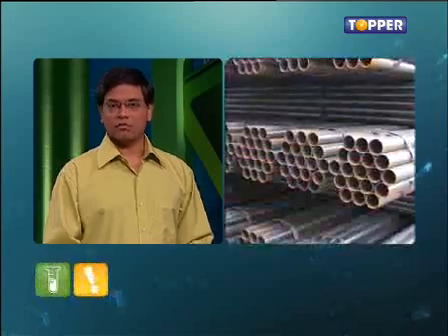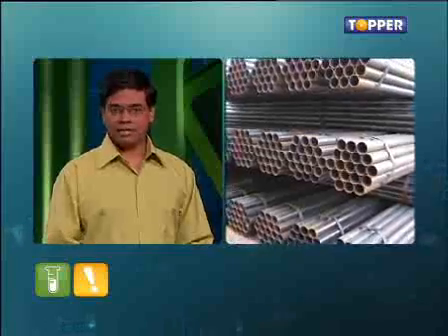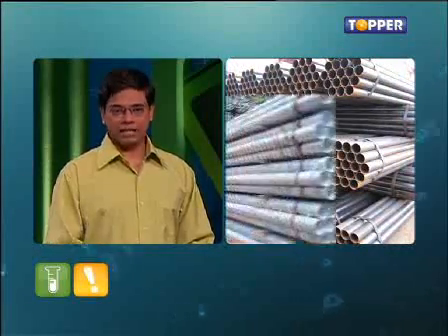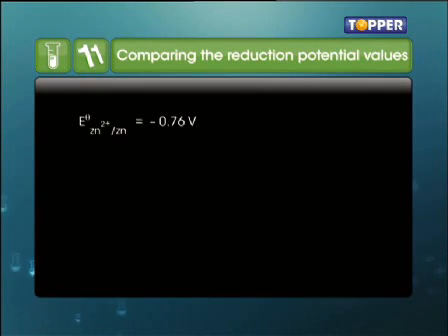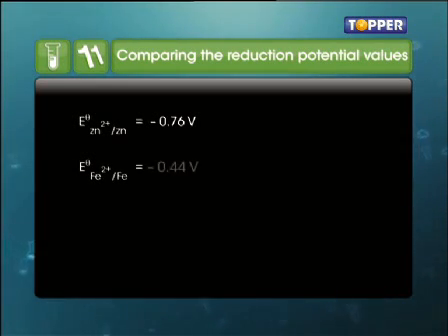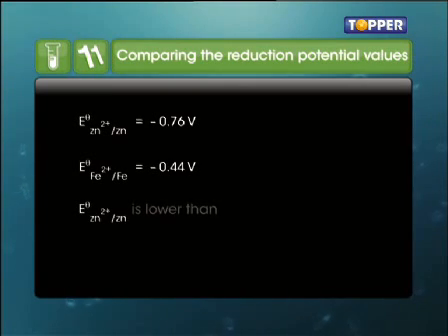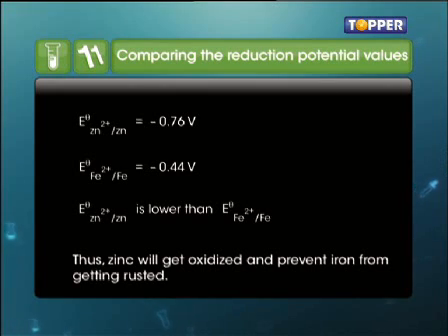I am quite sure all of you know what galvanization is. For those of you who don't know, galvanization involves coating of zinc on iron objects to prevent them from rusting. Why zinc? Well, zinc has a reduction potential of minus 0.76 volts, which is lower than the reduction potential of iron, that is minus 0.44 volts. So, when the oxidation reaction takes place, it always is zinc which gets oxidized and prevents iron from getting rusted.